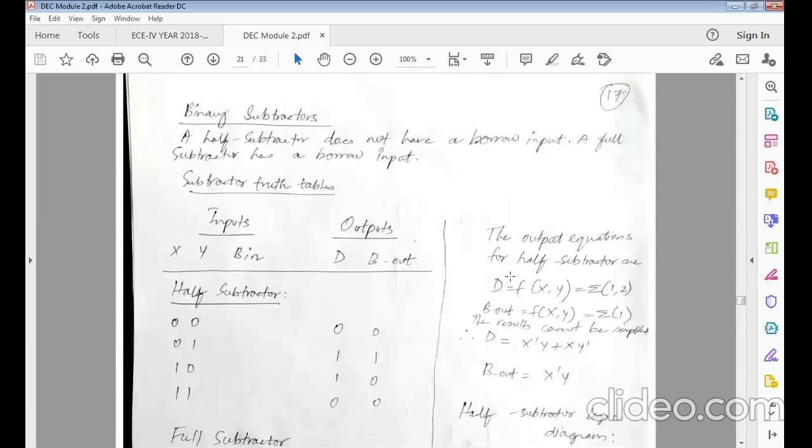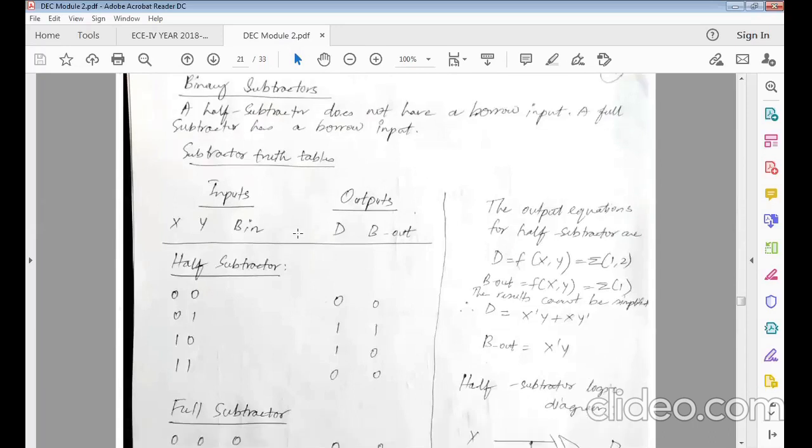So similarly, now we can make use of binary subtractors. Just like how we have adders, we also have something called subtractors to subtract values from one to the other. The half subtractor does not have a borrow input. The full subtractor has a borrow, just like how we have carry. Here we have B in, which is borrow in.